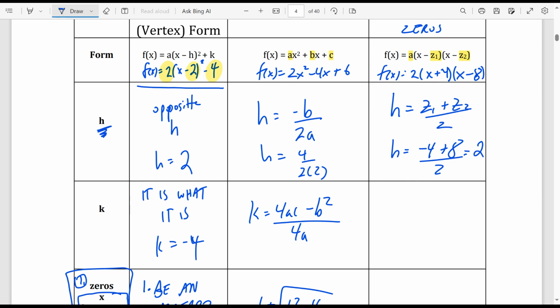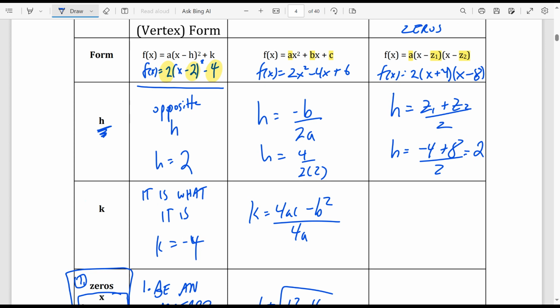Let's freeze for a second and look at that. When I used this formula, I took the actual values of the zeros. There are subtraction symbols here, so that means its actual value is the opposite of what it looks like in the formula. The first zero is negative 4, the second zero is positive 8. So when I input everything to use this formula, I'm going to take its actual value: negative 4 plus 8 divided by 2.